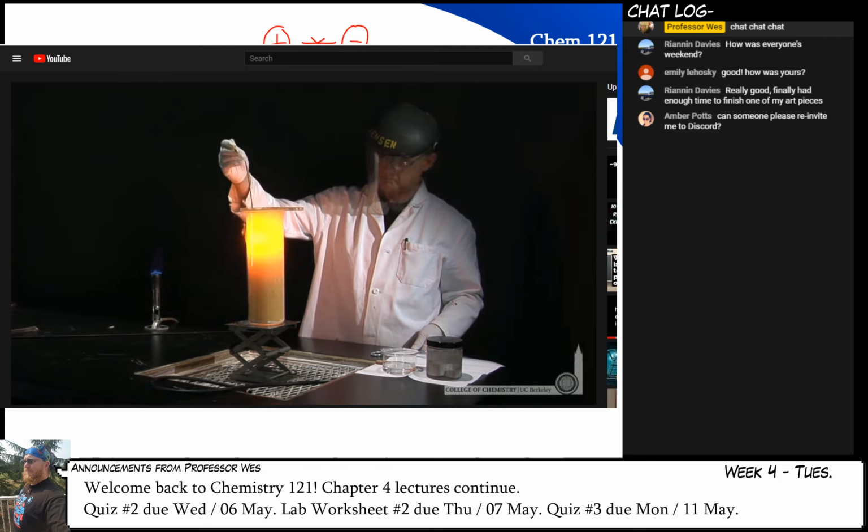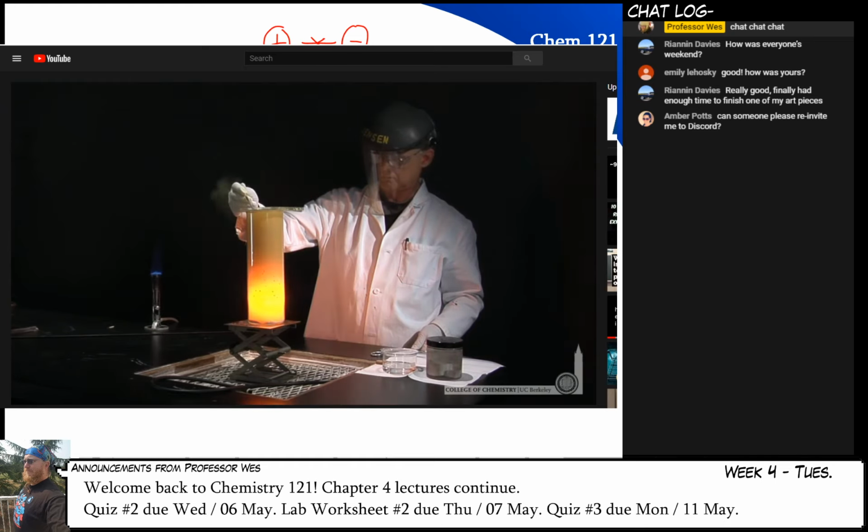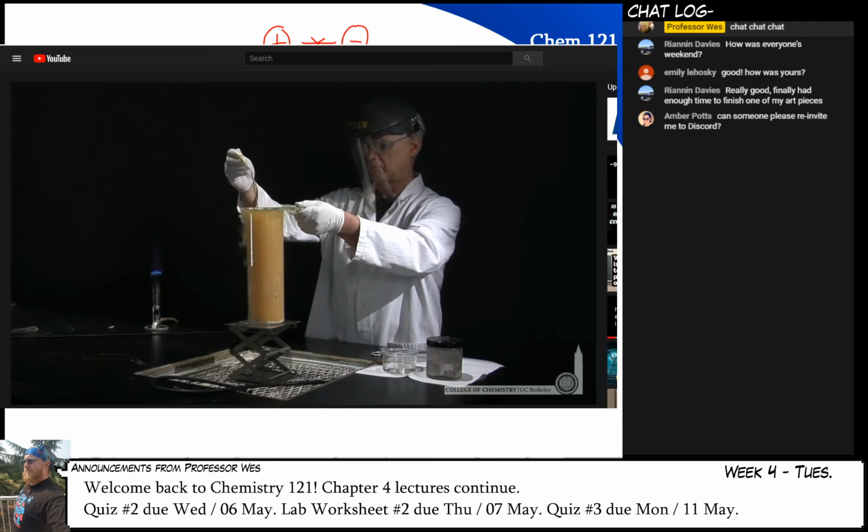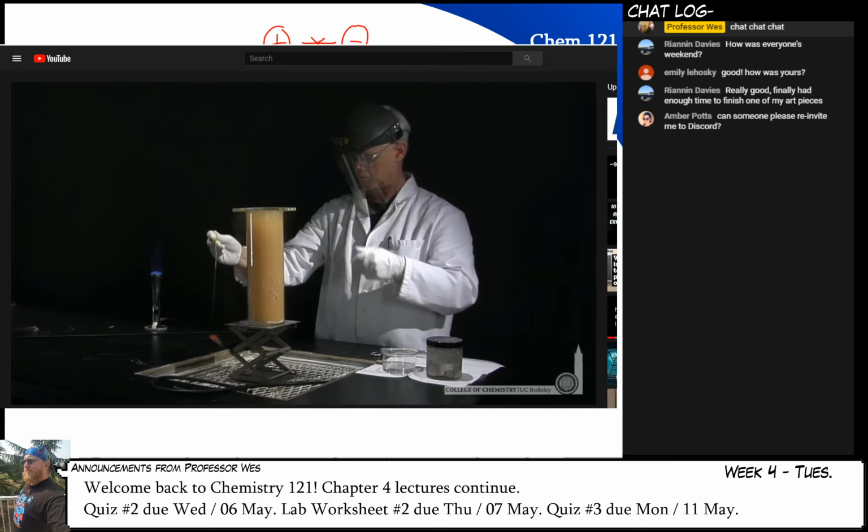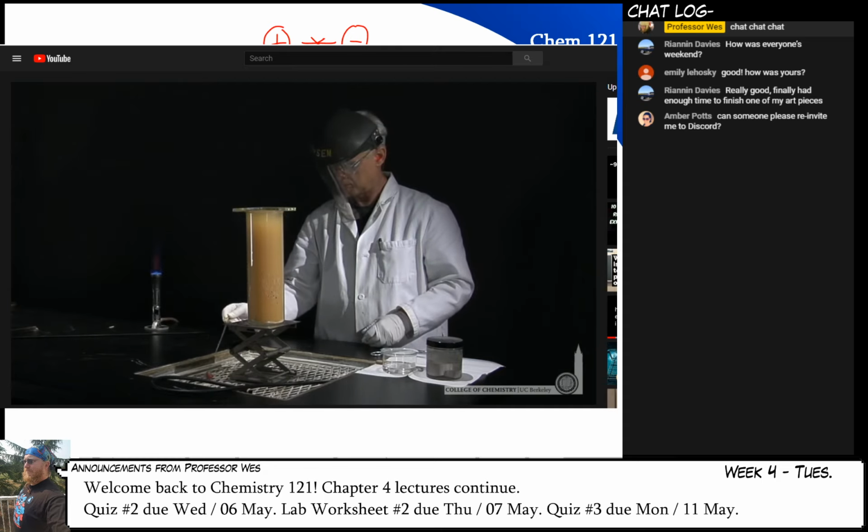That reaction, or that heat evolution, causes the reaction to perpetuate. So more sodium will react with more chlorine. Eventually one of them runs out and then the reaction will stop. And you can see the ladle was red hot when it came out. That's how hot it got.